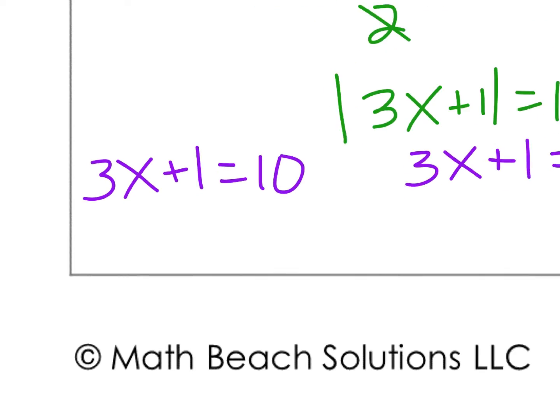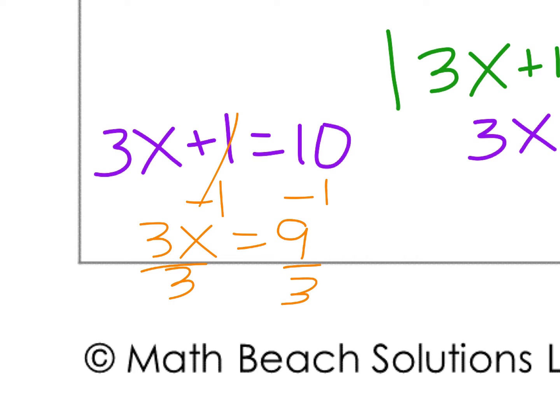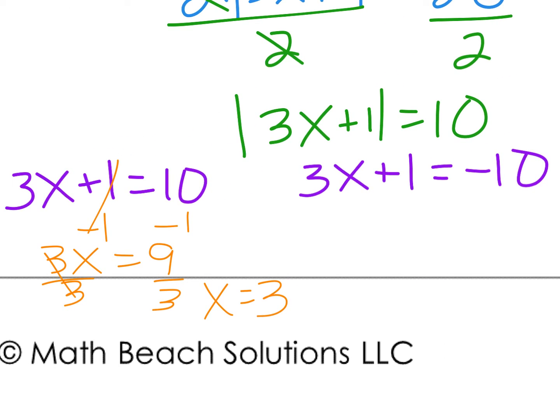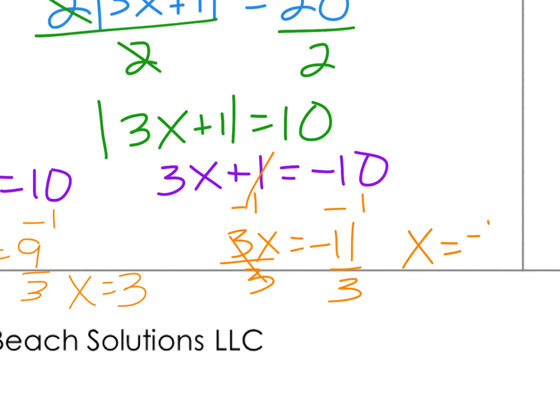So then we just look at this first equation. I would subtract 1, get 3x equals 9, and then divide. So x equals 3. Take the same exact steps to the other equation. Subtract 1 is negative 11, divide by 3. That gives me x equals negative 11 over 3.